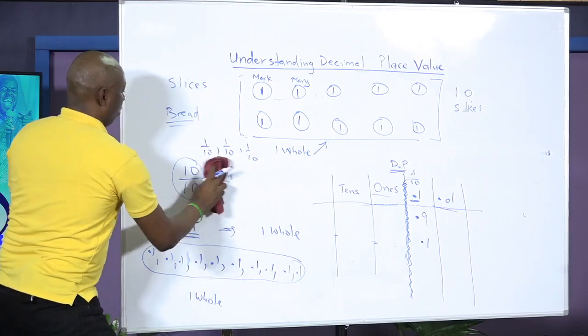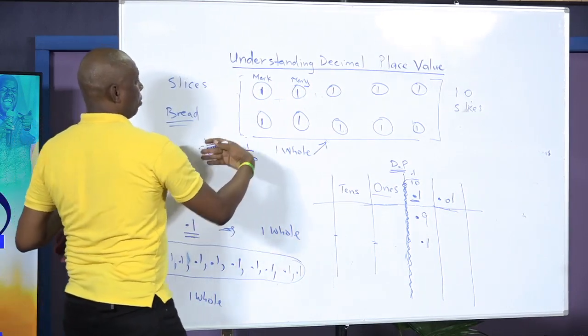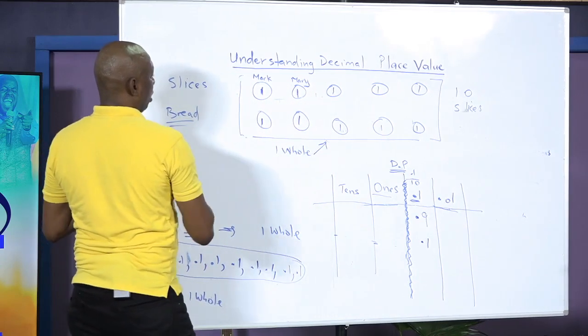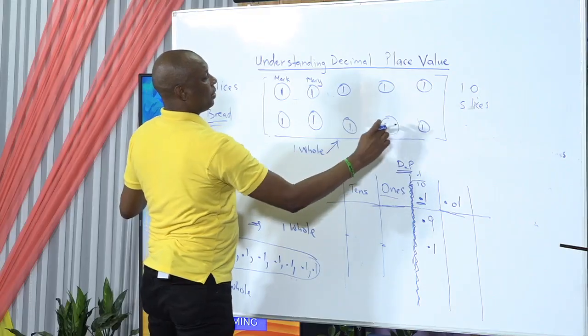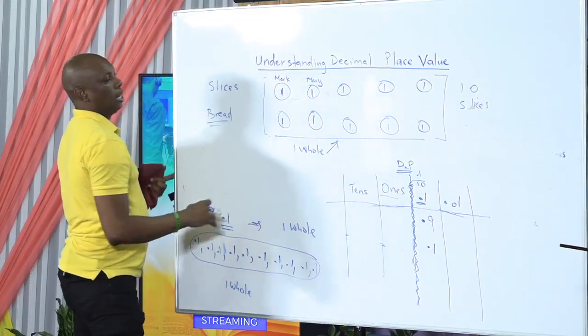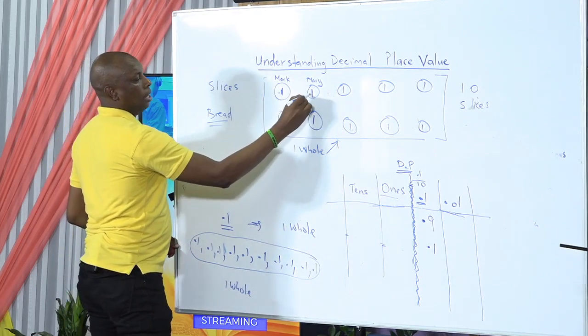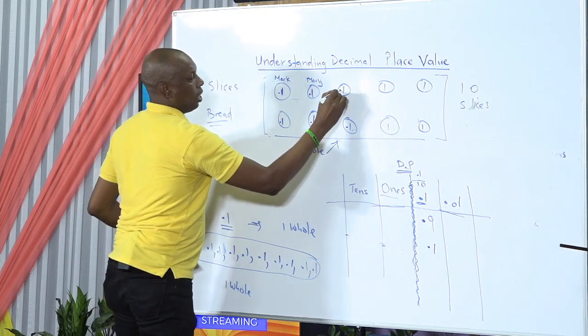Or I could just use my diagram up here, make it easier for everyone. If this is 1 out of 10, 1, 2, 3, 4, 5, 6, 7, 8, 9, 10. This would represent 1/10. I could also put my point here if I was using decimal, because if I have 10 parts, then each part would represent 0.1.